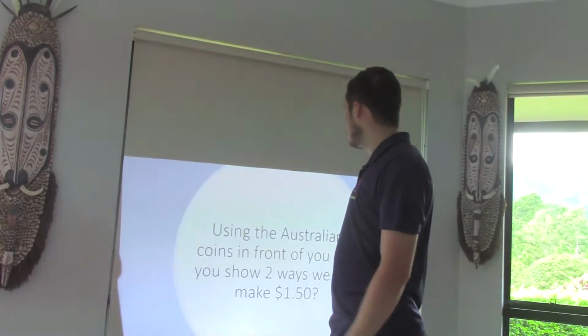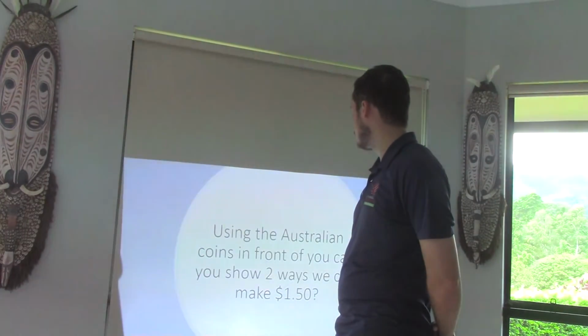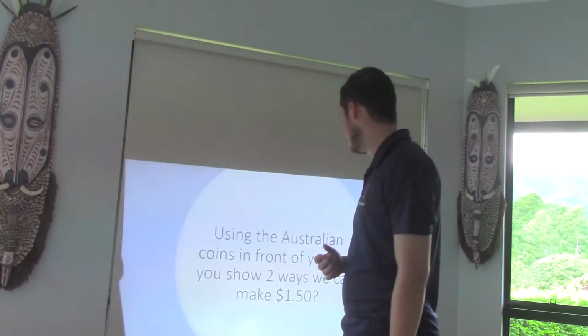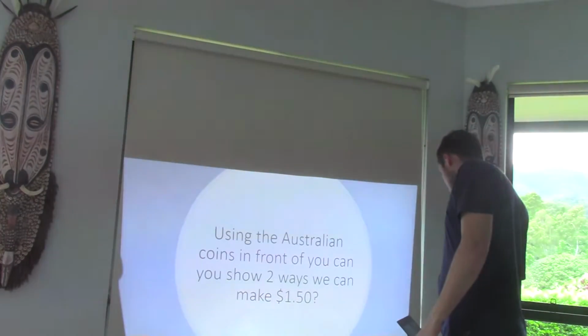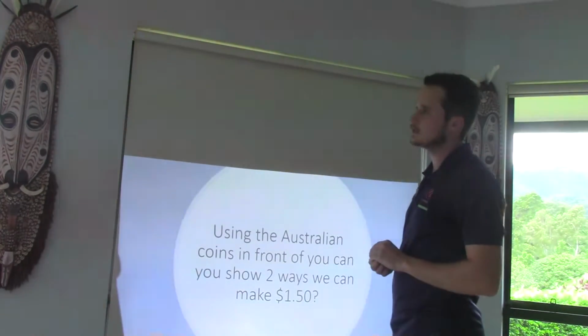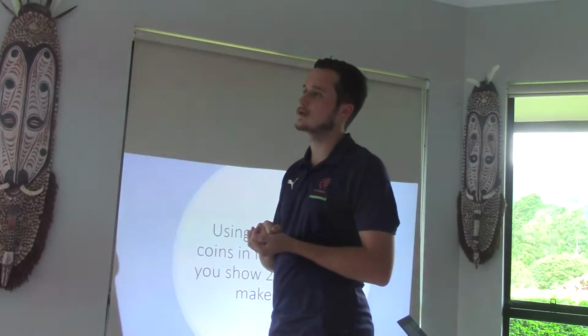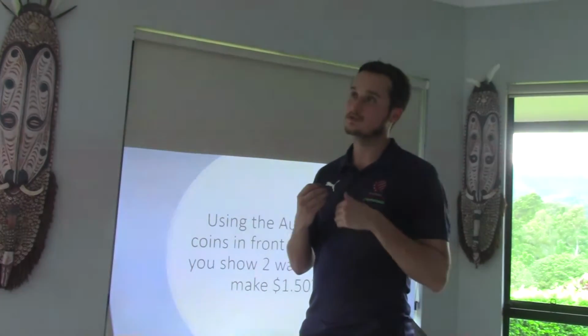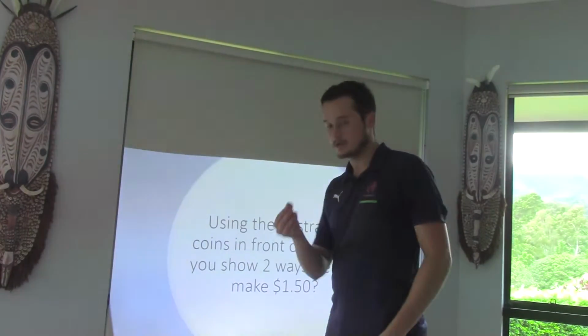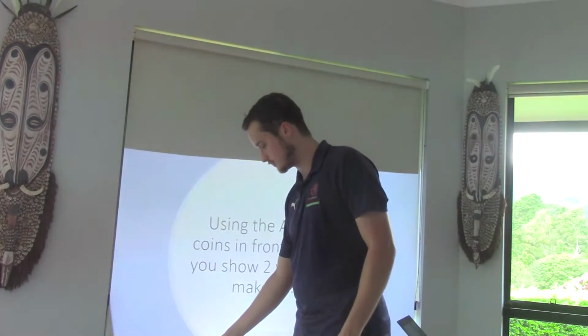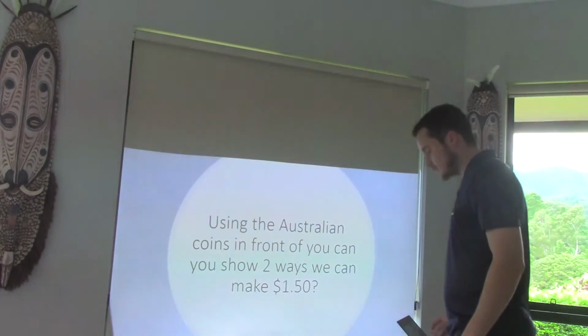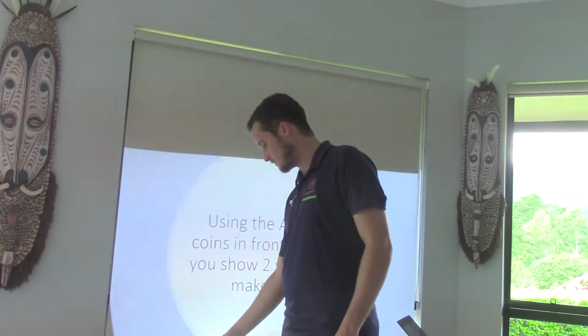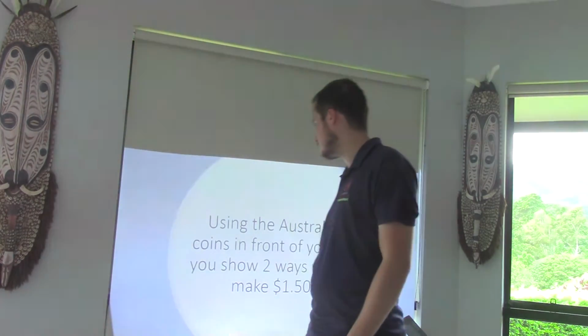First question, using the Australian coins in front of you, can you show 2 ways we can make $1.50? Now before you touch your coins, we're going to do this together. $1.50 is 150 cents. So I need $1. Now the quickest way, or the most efficient way to make $1.50, or the way using the least amount of coins, would be to use a dollar coin. So here I've got $1. And I've got a 50-cent coin. Can we all see that? Fantastic. So I've got $1.50 here in front of me.